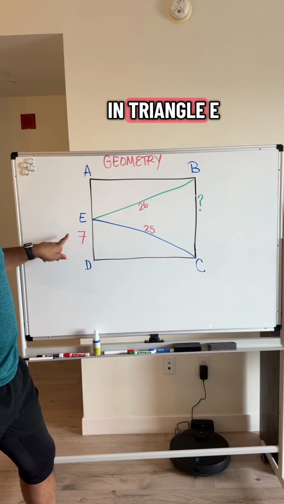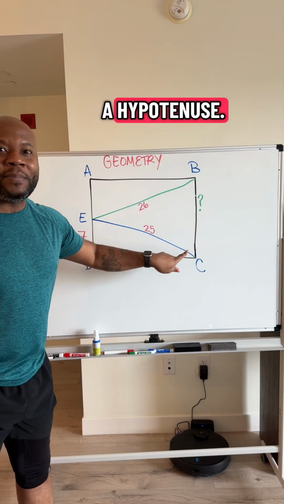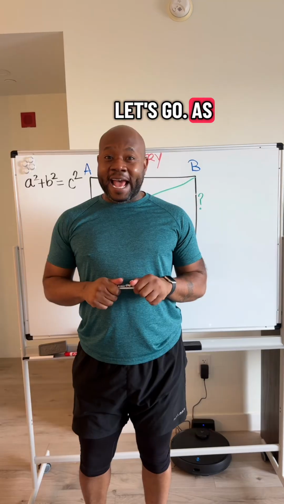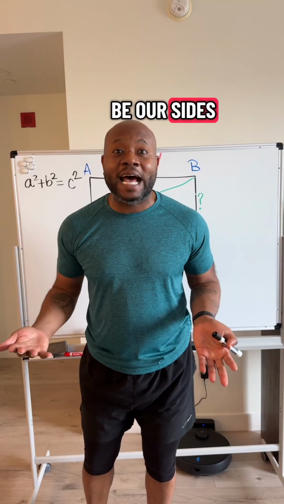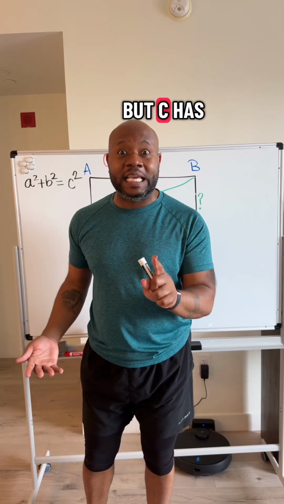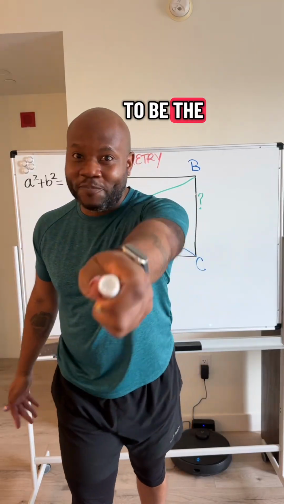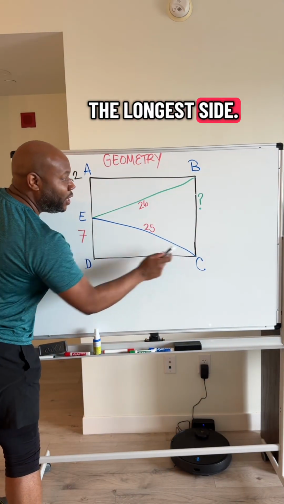In triangle EDC, we have a side and we have a hypotenuse, and we need to find the missing side. Let's go. As we plug into this Pythagorean theorem, A and B can be the sides of our triangle, but C has to be the hypotenuse. Say it with me. C has to be the hypotenuse, and we know the hypotenuse is the longest side. Let's plug in.